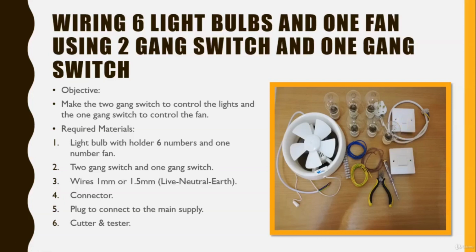You might wonder, why do we use 2 switches instead of 1 switch? Simply because sometimes the loads are not located in one place, which means, for instance, assume the 6 lights are located in the corridor and the fan is located in the kitchen, and you want to control the lights from the corridor and the fan from the kitchen. So in this case you would use 2 gang switch and 1 gang switch instead of 3 gang switch. That's it.